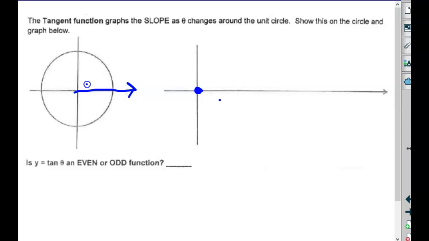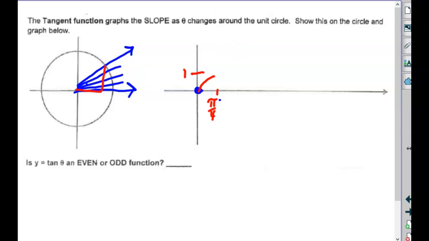Now, as I rotate around, is the slope getting steeper or less steep? It's getting more and more steep. Does anybody know what the slope would be at pi over 4 or 45 degrees? How much over and up do you go? Yeah, they would be equal. So the slope is going up until it hits 1 at pi over 4.